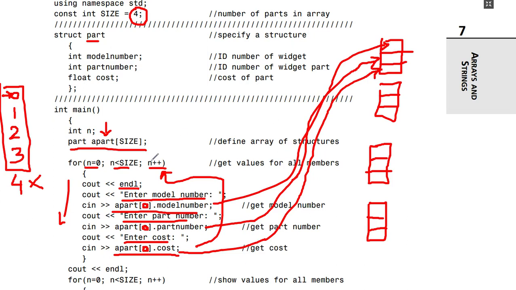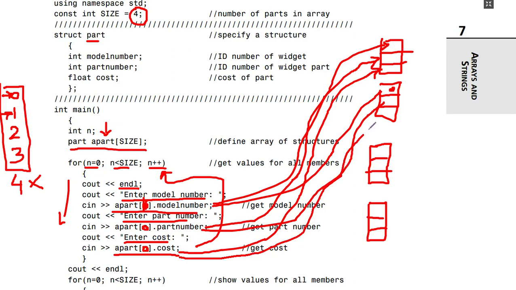Then n would become equal to 1, and since n is less than 4, the loop would execute again. So now n equals 1, and again a new line would be generated. Then it would ask the user to enter the model number, but since this time n equals 1, here we have n written over here. So a part 1 dot model number refers to this location. When the user enters a number, it would be saved in this location. Then for the next one, a part 1 dot part number would be saved here, and then it would save the last number in this location.